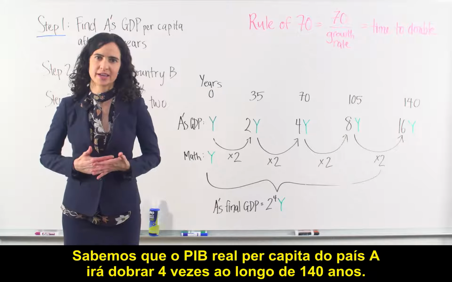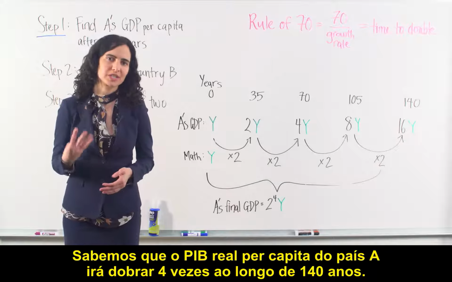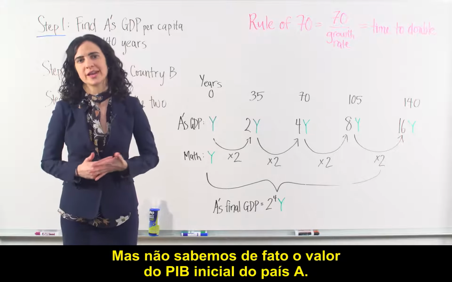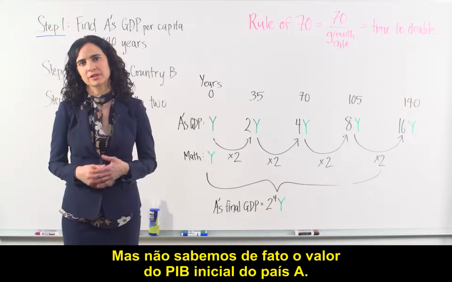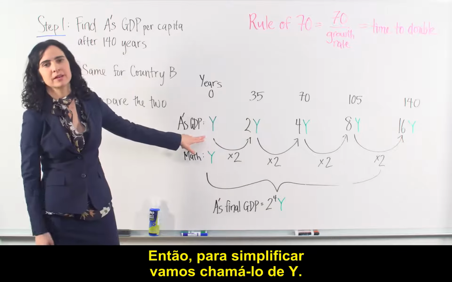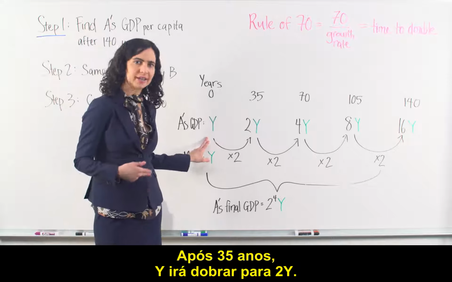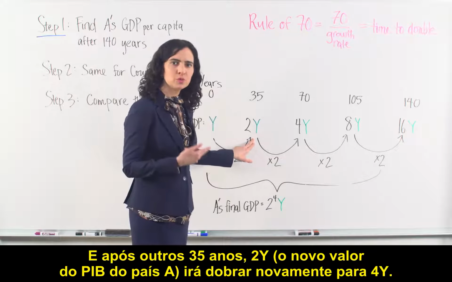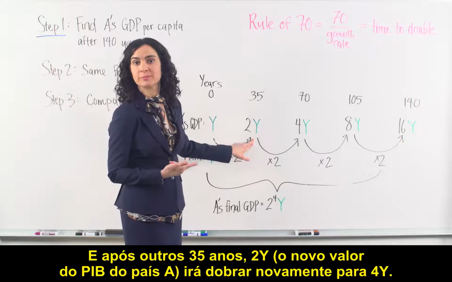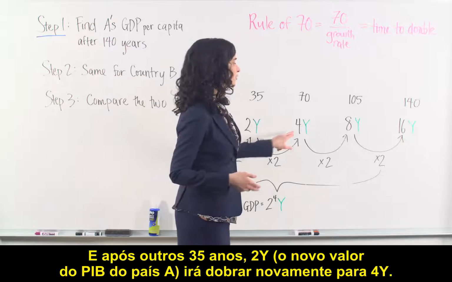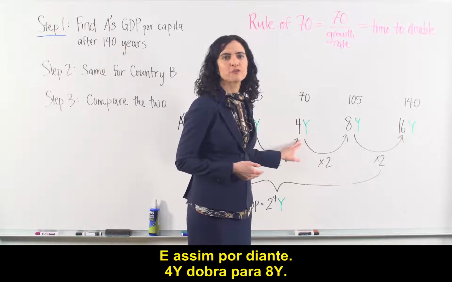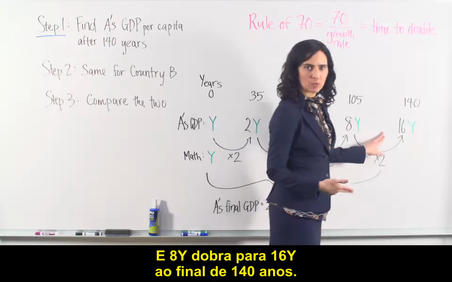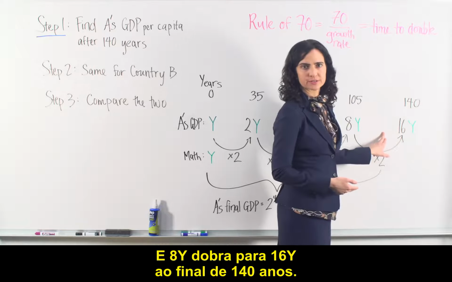We know country A's real GDP per capita will double 4 times over the course of 140 years. But we don't actually know country A's initial GDP value. So for simplicity, let's just call it Y. After 35 years, Y is going to double to 2Y. And after another 35 years, 2Y, country A's new GDP value, will double yet again to 4Y, and so on. 4Y doubles to 8Y. And 8Y doubles to 16Y at the end of 140 years.